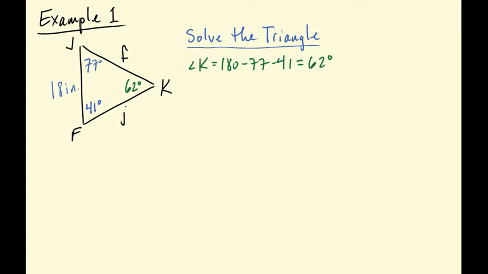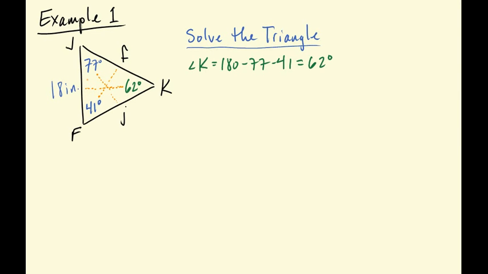So now we're going to talk about how the law of sines is all about that opposite pair. I look at the opposite pairings: 41 degrees is paired with side F, which I don't know. 77 degrees is paired with side J, which I don't know. And then 62 degrees is paired with the 18 inches I was given, and that's good. You need to have one complete pair in order to do a law of sines problem.